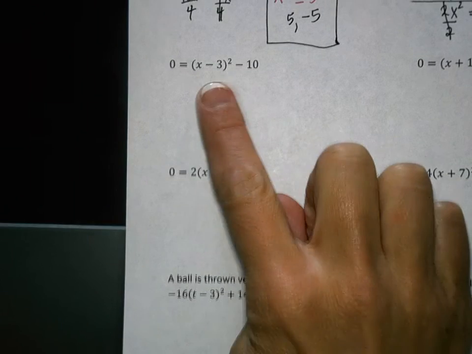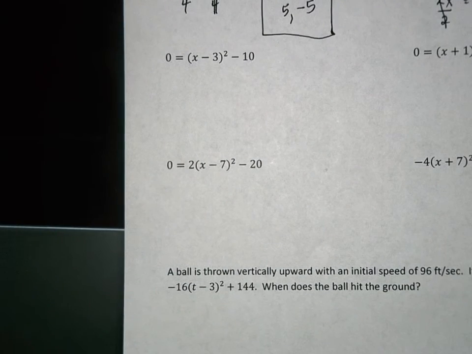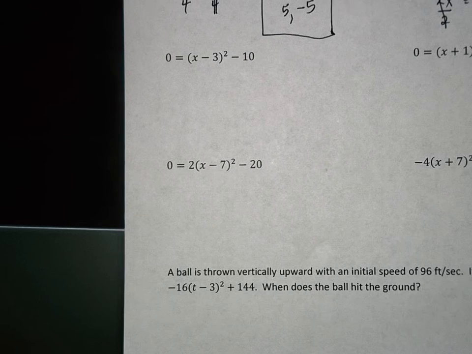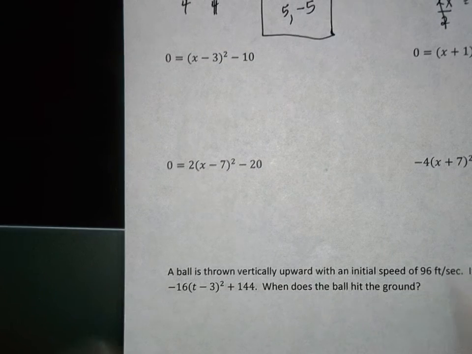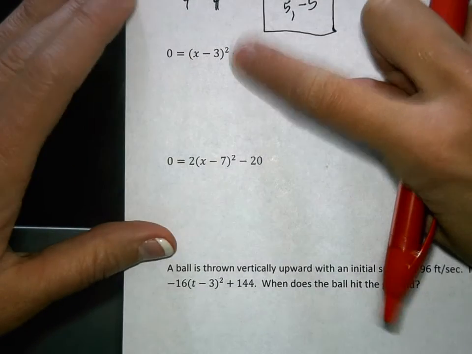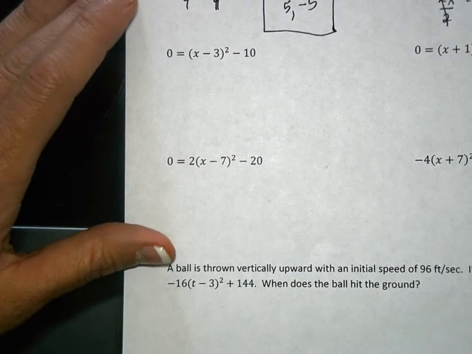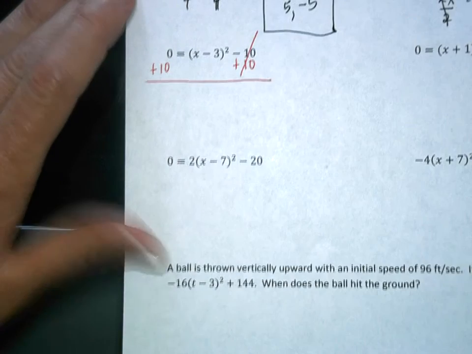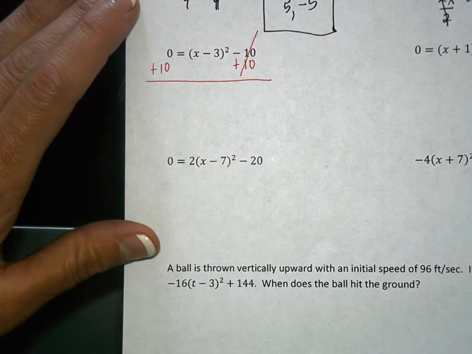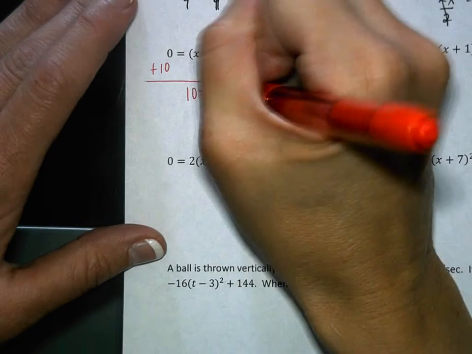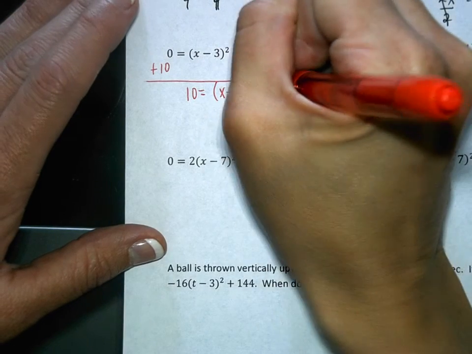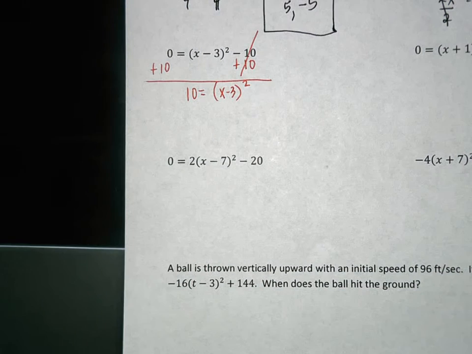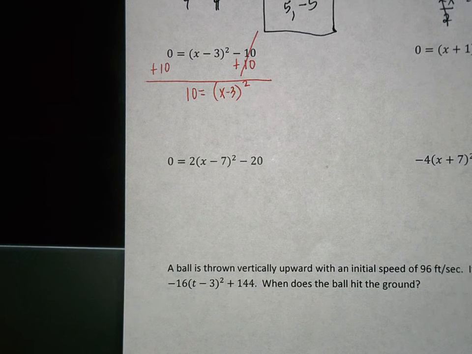Do you notice here how the whole parenthesis is being squared? Okay, so this one is slightly different, but again, we want to get the square by itself. So this time, this whole thing is my square. So what will I do to get the square by itself? Good, I'm going to start by adding 10 to both sides. That cancels out. We have 10 equals parentheses x minus 3 squared. Is my square by itself? Yes, good. And so what am I going to do? I'm going to take the square root of both sides.